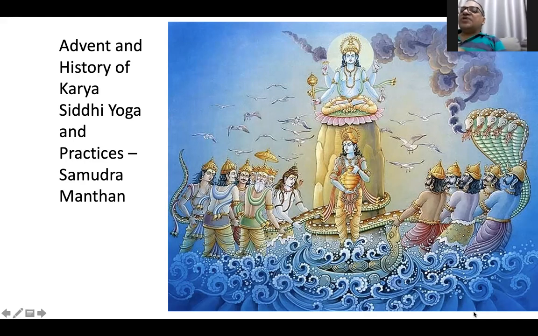Just like here, you can see what all came out. Can anyone say what all came out of Samudra Manthan? If you can guess.